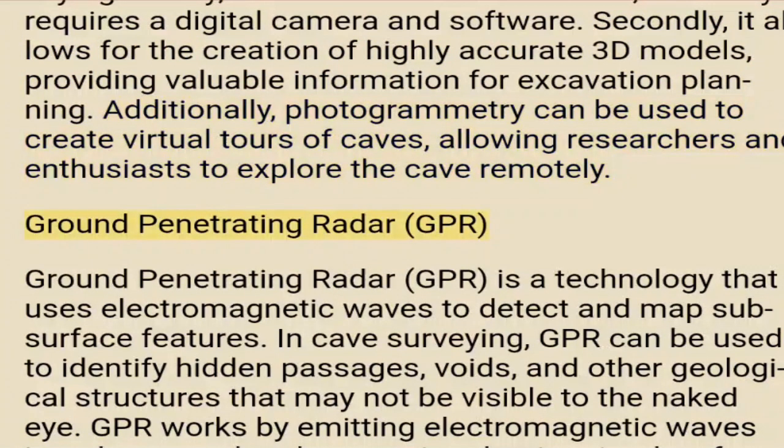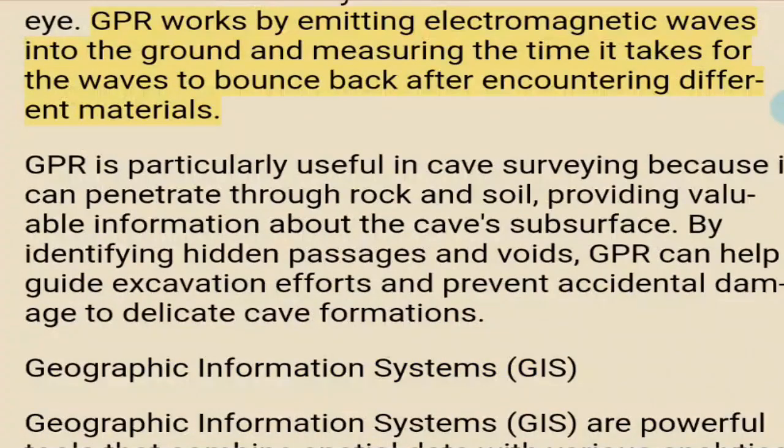Ground-penetrating radar (GPR). Ground-penetrating radar (GPR) is a technology that uses electromagnetic waves to detect and map subsurface features. In cave surveying, GPR can be used to identify hidden passages, voids, and other geological structures that may not be visible to the naked eye. GPR works by emitting electromagnetic waves into the ground and measuring the time it takes for the waves to bounce back after encountering different materials.